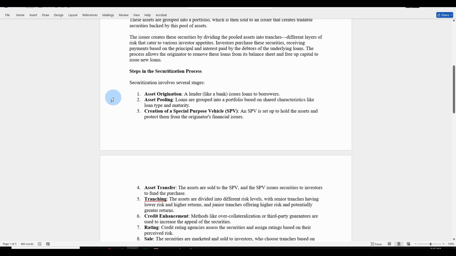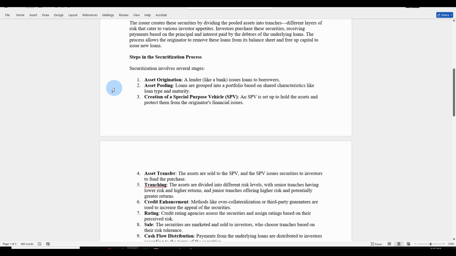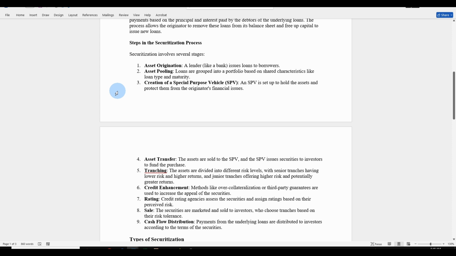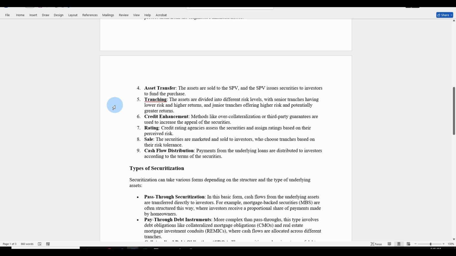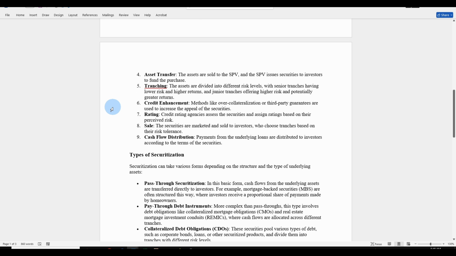Steps in the securitization process. Securitization involves several stages. Asset origination: a lender, like a bank, issues loans to a borrower. Asset pooling: loans are grouped into a portfolio based on shared characteristics like loan types and maturities. Creation of special purpose vehicles: an SPV is set up to hold the assets and protect them from the originator's financial issues. Asset transfer: the assets are sold to the SPV and the SPV issues securities to investors to fund the purchase. Tranching: the assets are divided into different risk levels, with senior tranches having lower risk and lower returns and junior tranches offering higher risk and potentially greater returns.